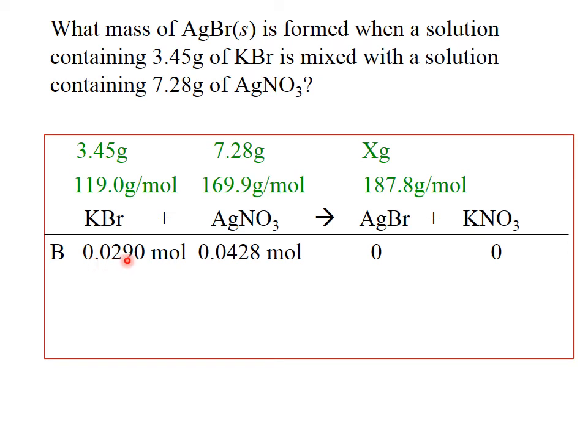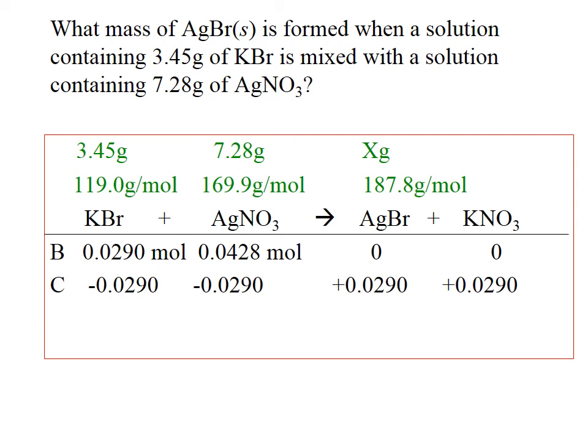Now, if I have 0.0290 moles of potassium bromide, and since it's in a 1 to 1 ratio, I'm also going to require 0.0290 moles of silver nitrate. But we have 0.0428. So that tells us this is our limiting reagent, and this is our excess reagent. Let's look at it the other way in terms of silver nitrate. We have 0.0428 moles. So that means it will require 0.0428 moles of potassium bromide. Since we do not have enough, that tells us potassium bromide is our limiting reagent.